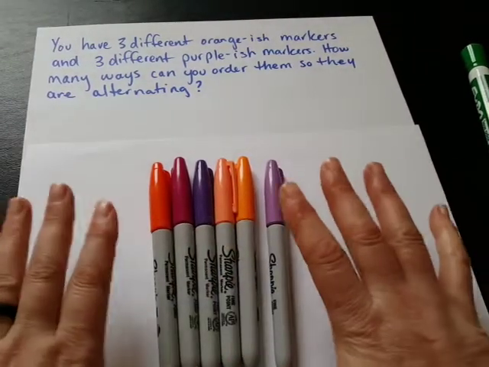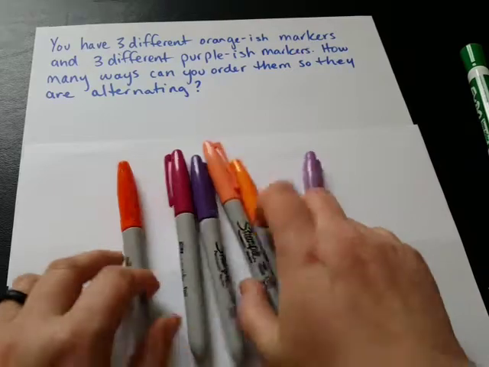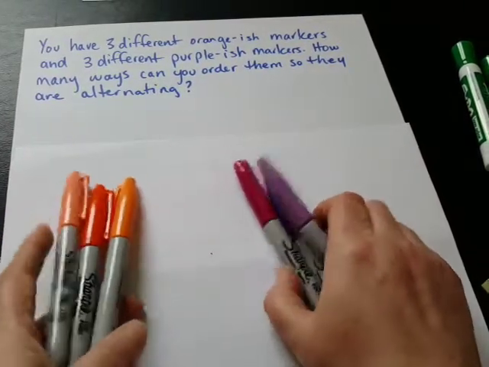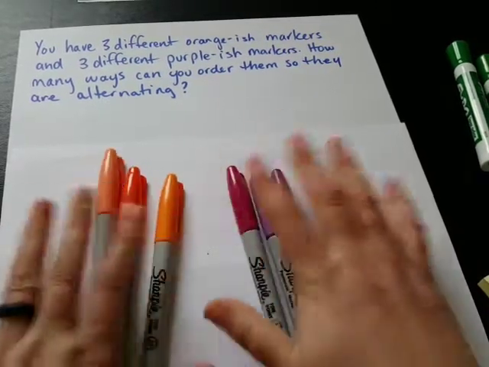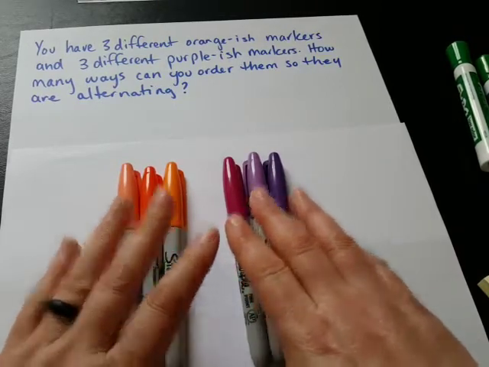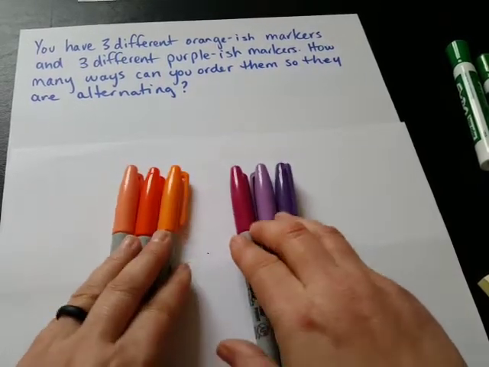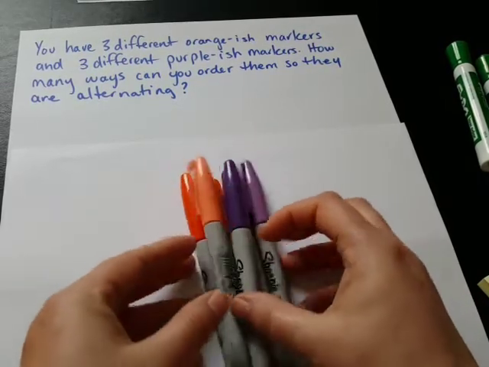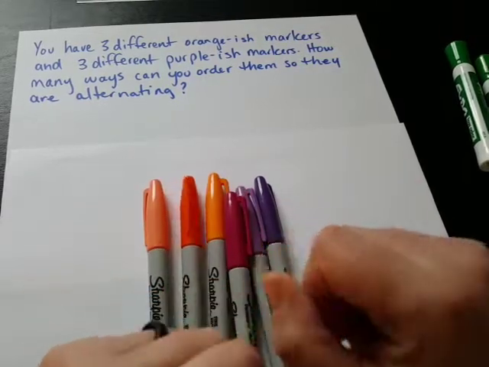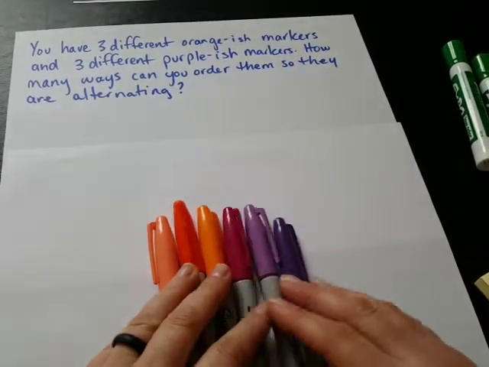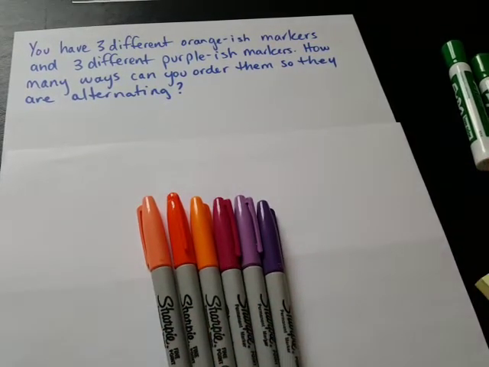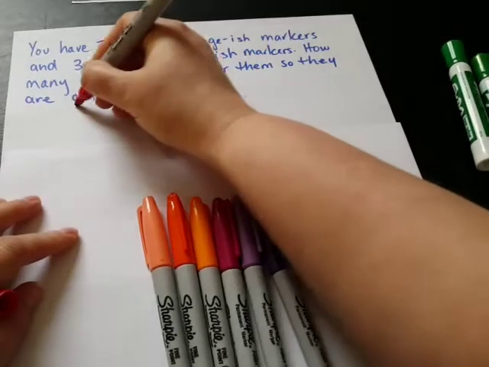Here we have 6 unique markers. You can see hopefully that they are different colors, but I'm going to group them and say these are orange-ish and these are purple-ish, but that they are meant to be different colors. They're not supposed to be the same or duplicates. Let's say the restriction put on this permutation is that these markers have to be alternating. How many different ways could I order these markers so that they're alternating? That's our keyword, alternating.